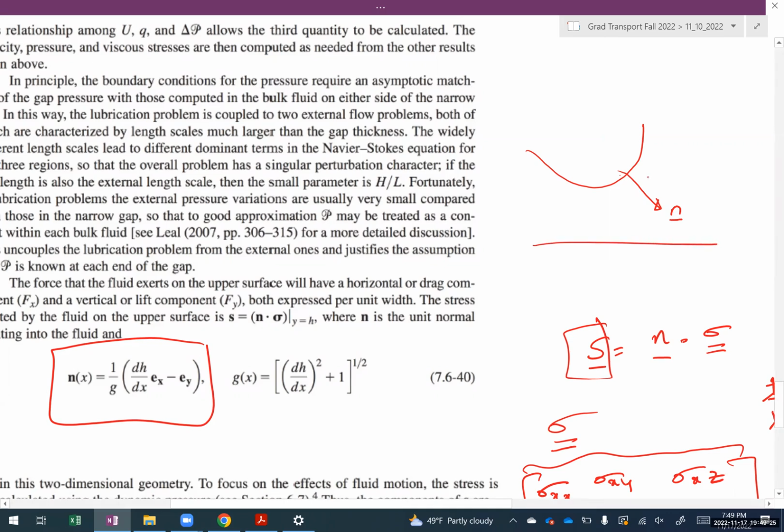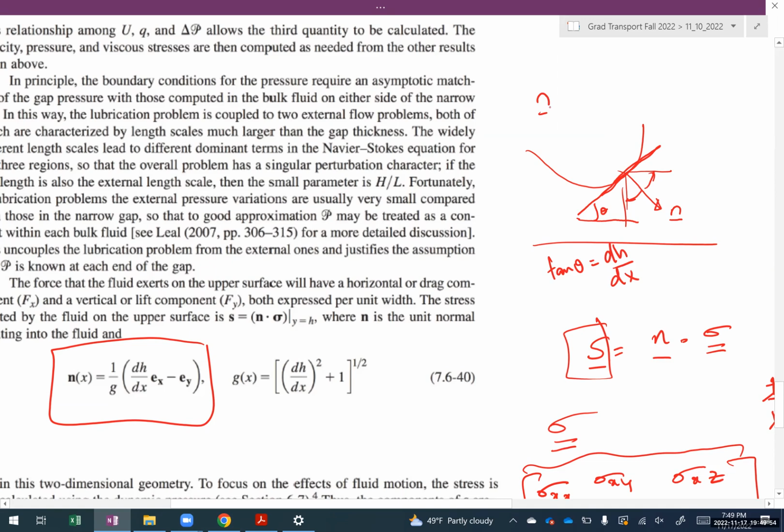Look at that. This is a unit normal to the surface. So I draw a tangent to the surface, and say this is theta. So what is tan theta? Tan theta is nothing but dh over dx. So all I need to do is resolve the normal vector into the x direction and into the y direction.